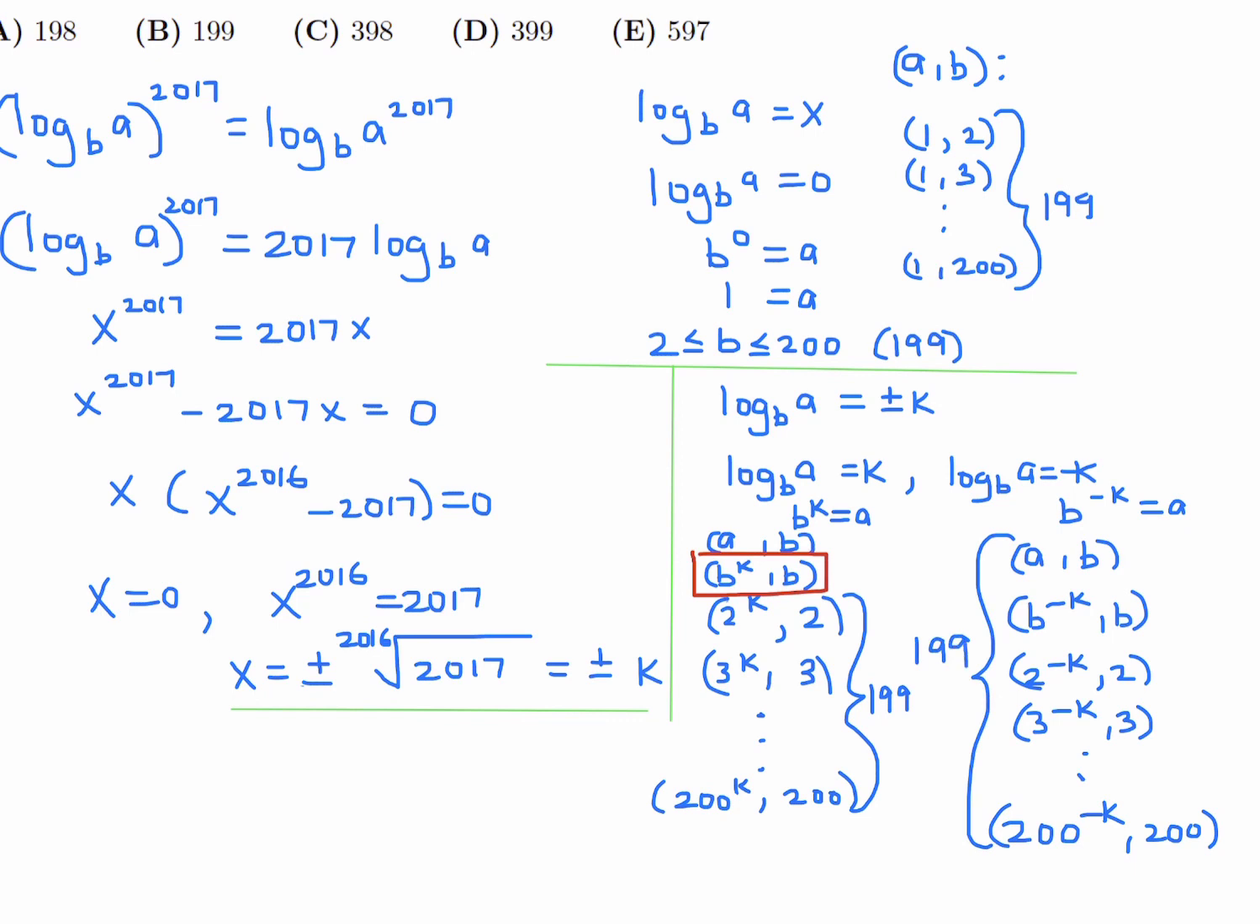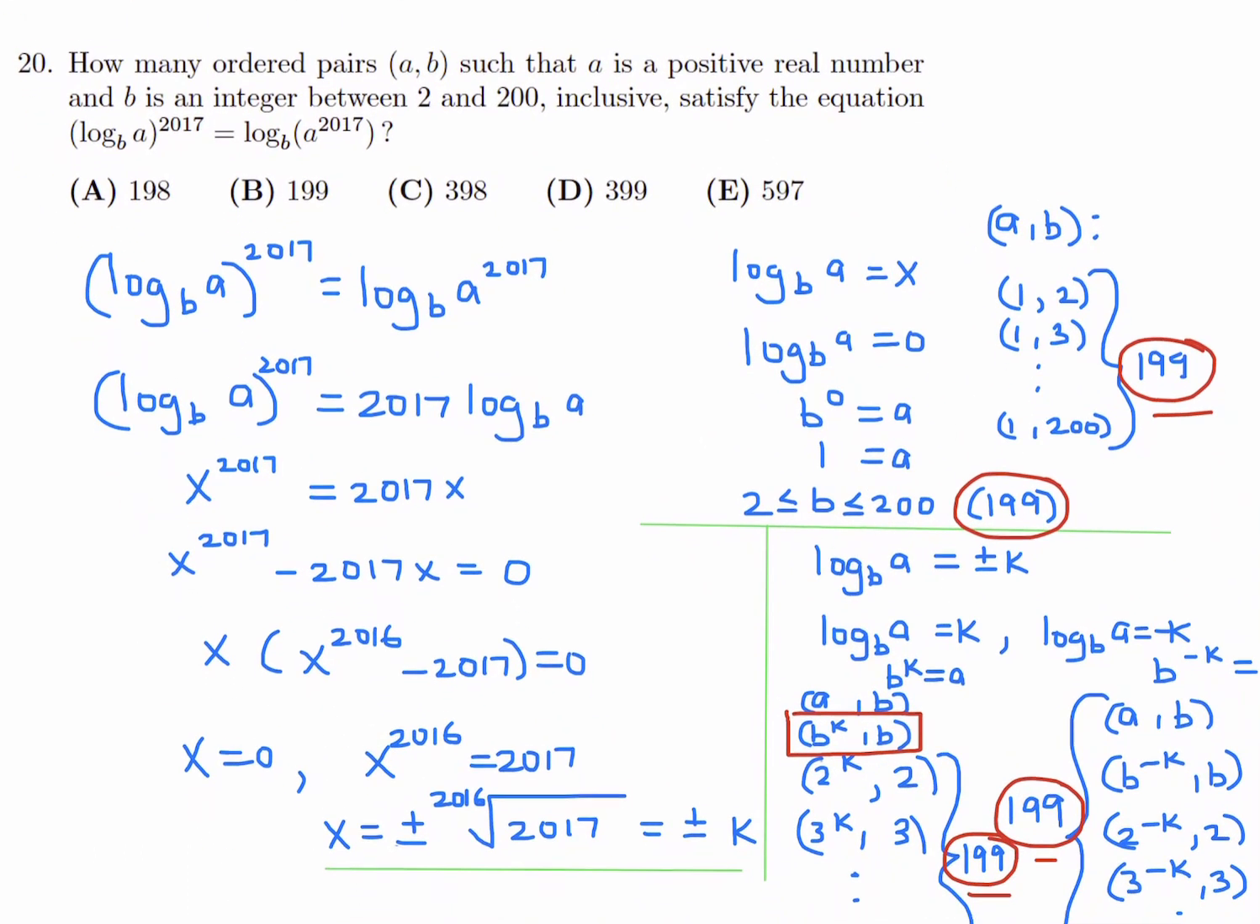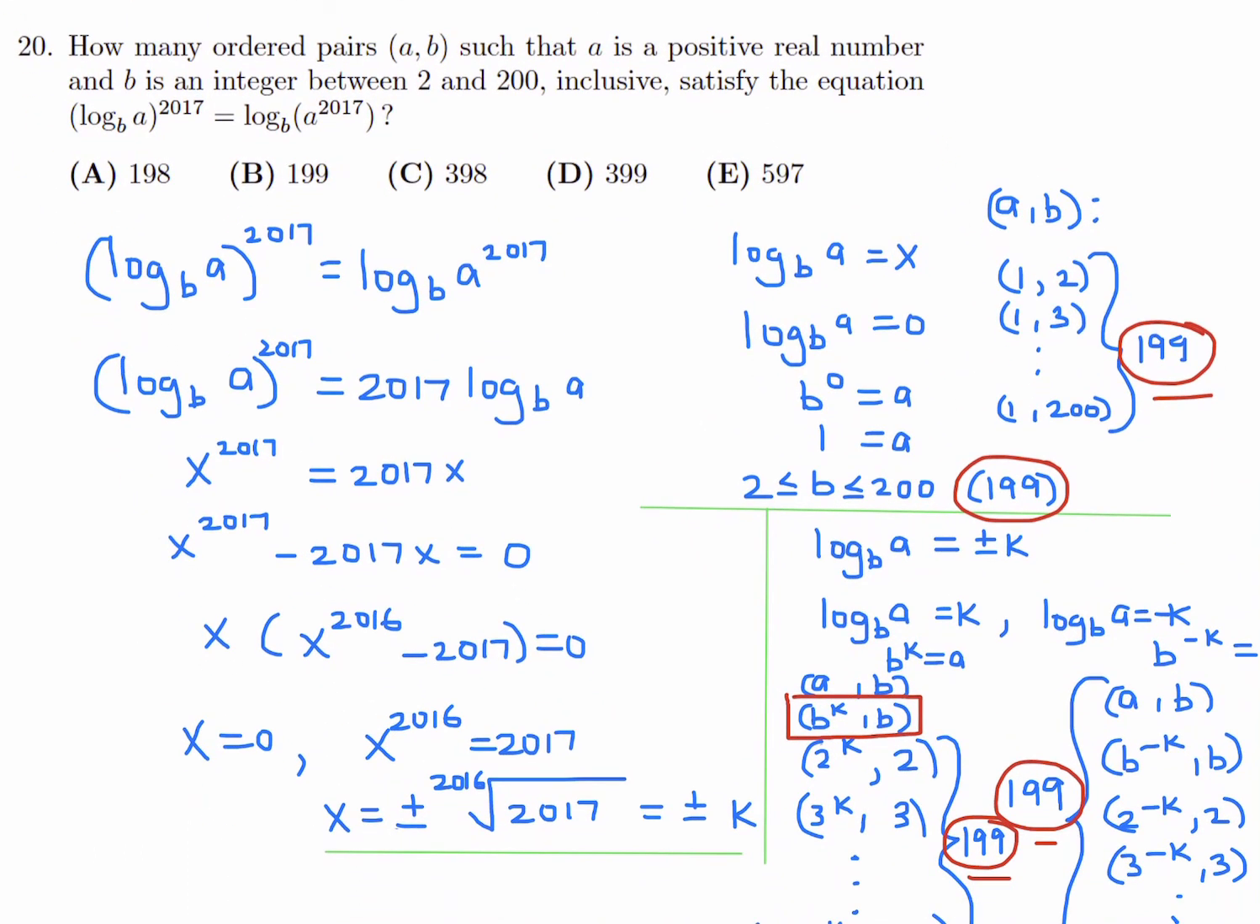So at the end, when we add them all up, we had 199 here, 199 here, and 199 there. So 3 times 199, which is 597. So number 20, the answer is E.